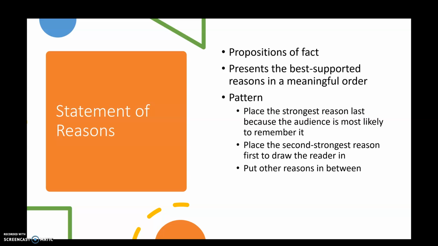So you want to place the strongest reason last because the audience is most likely to remember it there. And you want to place the second strongest reason first to draw the reader in and to take advantage of how the brain processes information. And then the weaker reasons you want to put in between because they're less likely to focus on those.